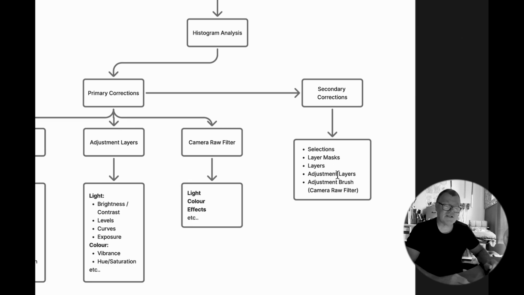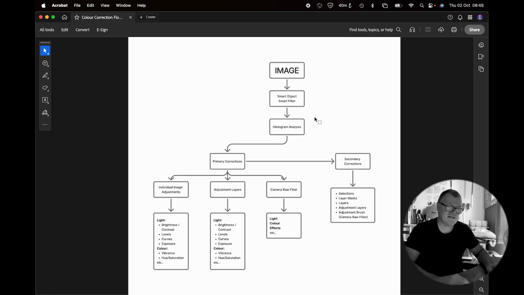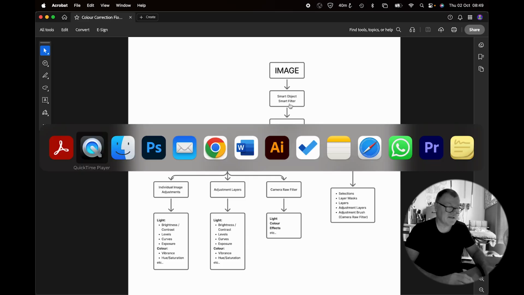So layers, adjustment layers, and then within Camera Raw is something called an adjustment brush, which allows you to paint over certain areas and adjust those specifically. So I'll show you how that works as well. All right, so that's just an overview of the color correction process. So let's get stuck in.